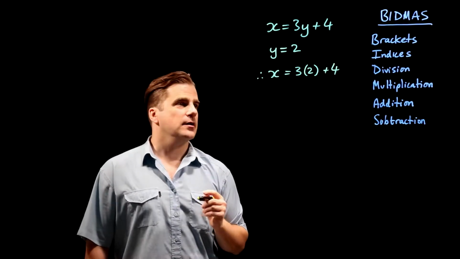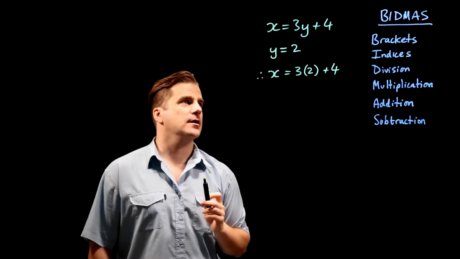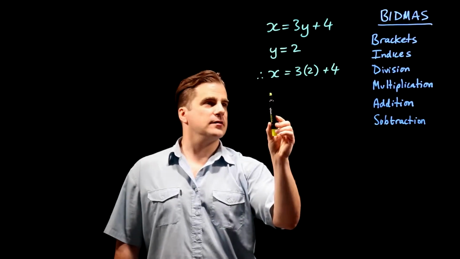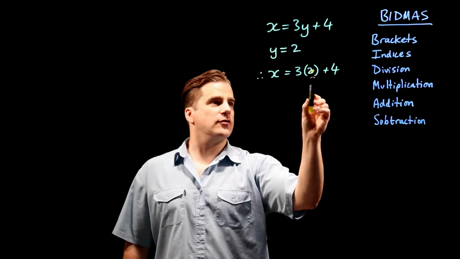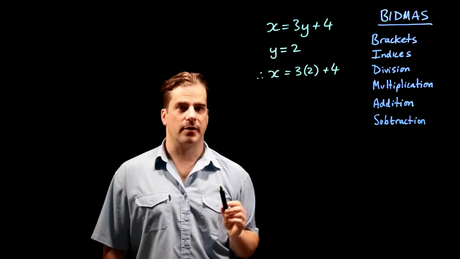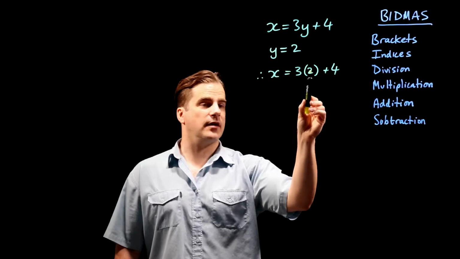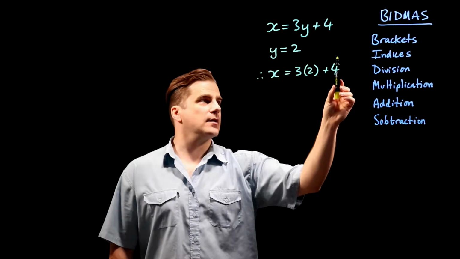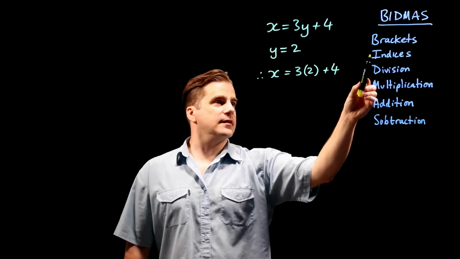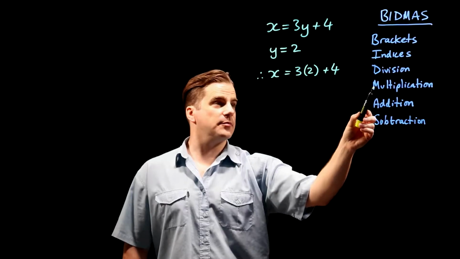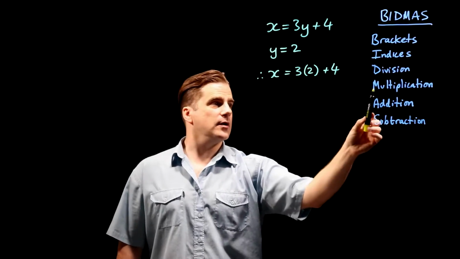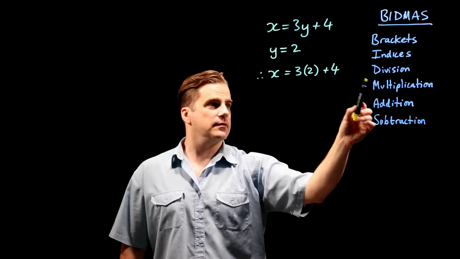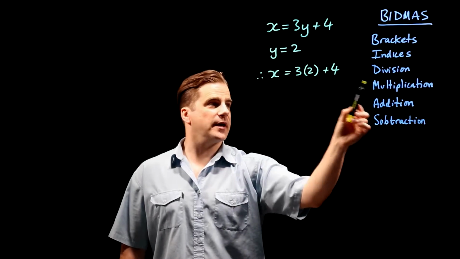Now this is where BIDMAS comes in, because do you add the 2 to the 4 and then multiply by 3, or do you do 3 times 2 and then add the 4? Well, BIDMAS tells you: brackets, indices, division, multiplication. The 3 is multiplying the 2. Multiplication is more important than addition, and therefore you do the multiplication first.